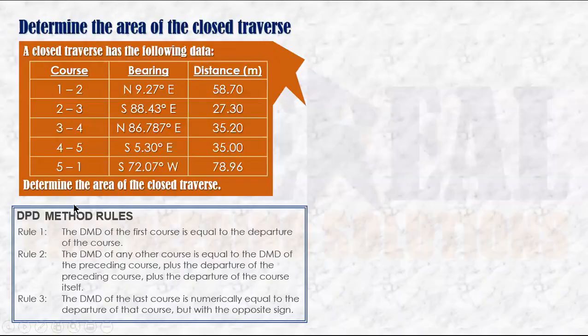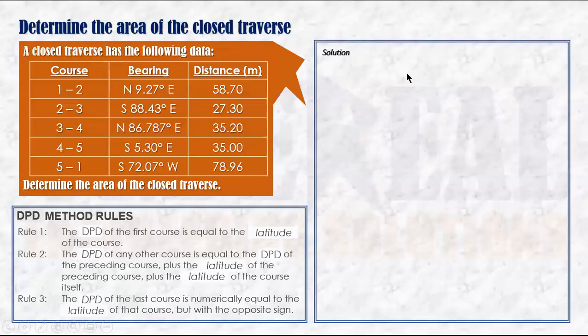If it's the DPD method, it's similar. The DPD of the first course is equal to the latitude of the course. The second rule, the DPD of any other course is equal to the DPD of the preceding course plus the latitude of that preceding course plus the latitude of that course itself. And third, the DPD of the last course is numerically equal to the latitude of that course, but with the opposite sign. They are similar, but here I'm going to use the DMD method only in calculating the area.